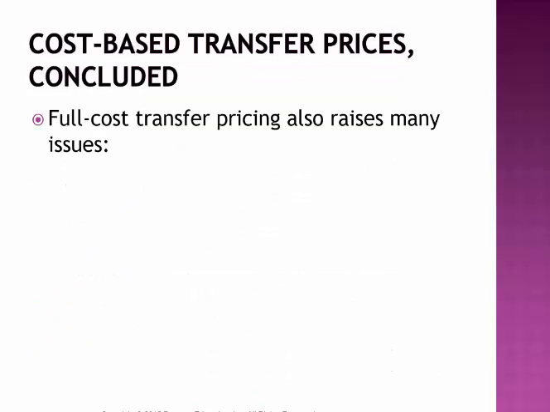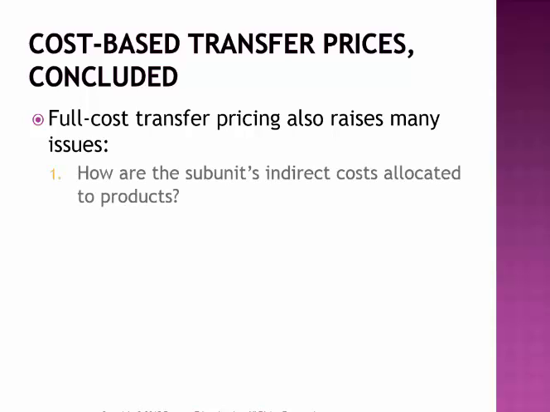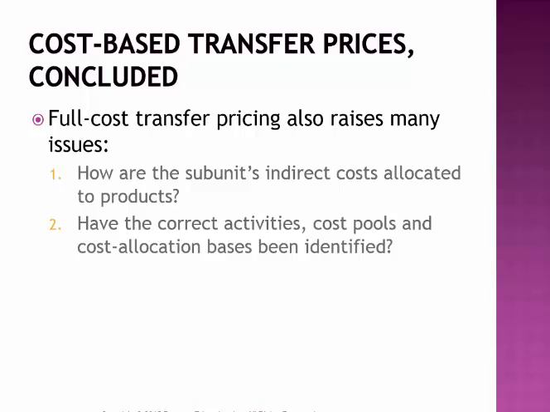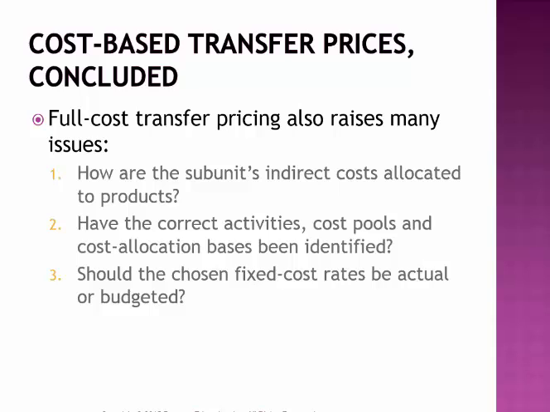Full cost transfer pricing also, however, raises many issues. How are the subunits' indirect costs allocated to the products? Have the correct activities, cost pools, and cost allocation bases been fully identified? Should the chosen fixed cost rates be actual or budgeted? You guys can actually use either one when we're trying to go about calculating our cost.